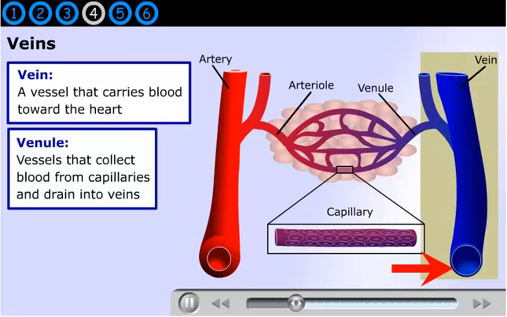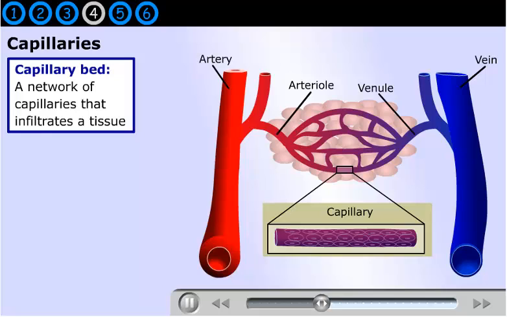Veins are thin-walled, have few muscle fibers, and unlike arteries, they collapse when empty. Veins also have a series of valves that prevent blood from moving in the wrong direction because blood pressure in veins is low. Capillaries join to small vessels called venules that drain into veins. Capillaries have epithelial walls that are only a single cell layer in thickness. Capillaries need thin walls because that is where all exchanges of gases and nutrients, as well as removal of wastes, occurs between the bloodstream and the surrounding tissues. The network of capillaries that infiltrates a tissue is called a capillary bed.